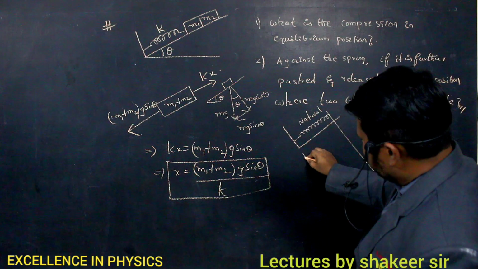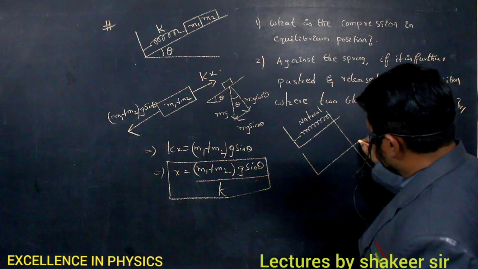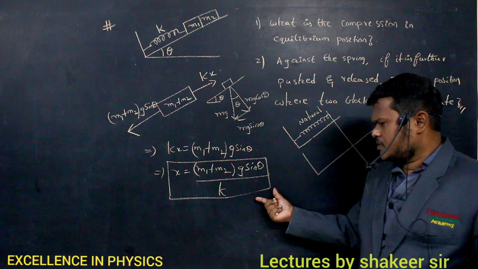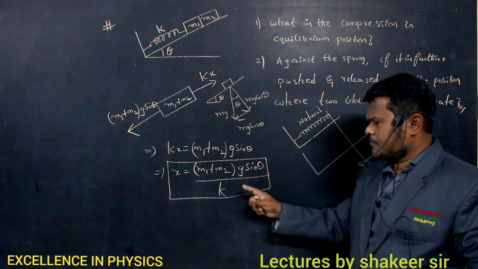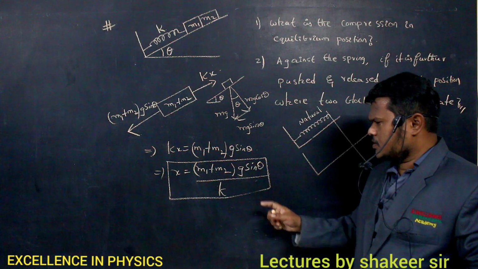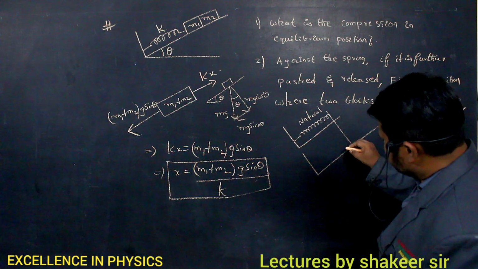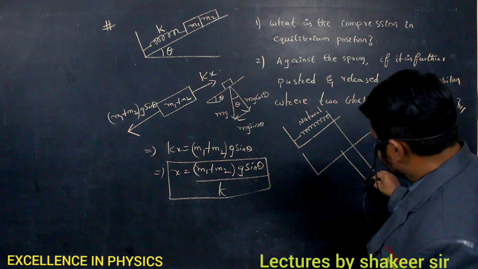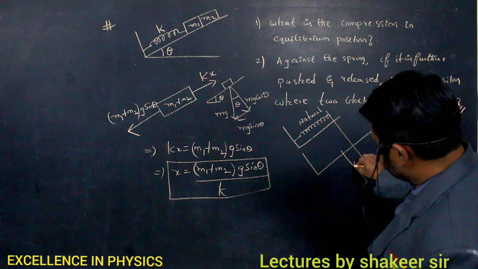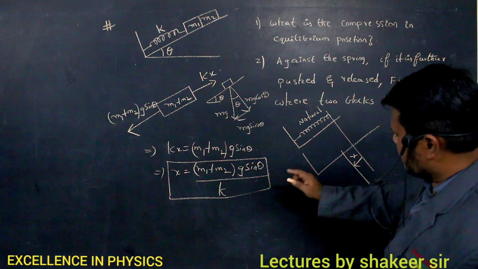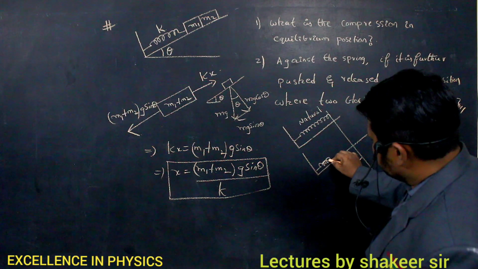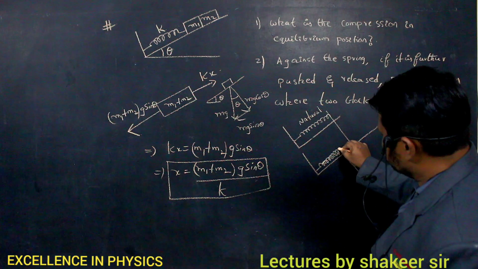Clear? Now after placing the masses, what will happen? The spring will be compressed by a distance of x, and this x value we have already calculated: m1 plus m2 into g sin theta divided by k. So that much amount of compression will be produced in this spring. Let that compression be x. Here we calculated x only. So the spring should have been like this. It is compressed by this much distance.